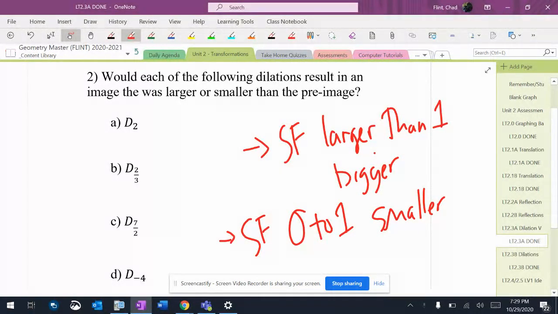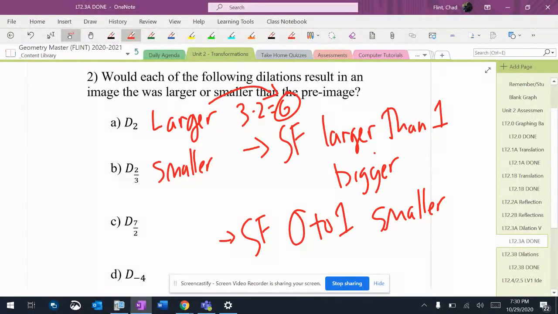Okay, now, do you need to memorize that? Not really, because if you just pick a number and multiply the number by the scale factor, any number you want, it will tell you if it gets bigger or smaller based off of the result. All right, so if I do something with a scale factor of 2, it's going to get larger. And again, for example, pick any number you want. 3 times 2 is 6. That's larger. Okay, 2/3 would get smaller because it's between 0 and 1. All right, and again, if you're not sure, do 6 times 2/3. You get 4. All right, that's smaller.